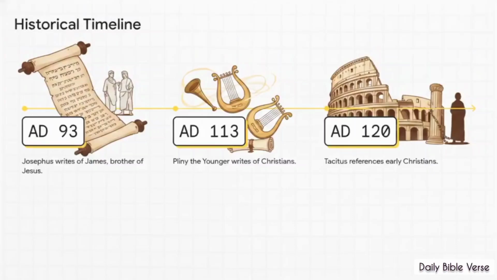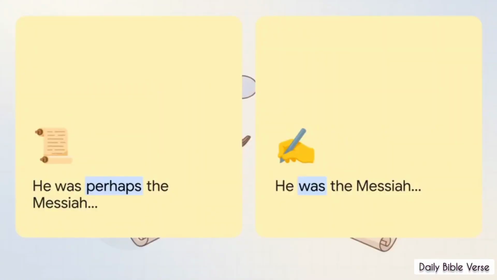In AD 93, the Jewish historian Josephus writes about James, explicitly identifying him as the brother of Jesus. A bit later, in AD 113, Pliny the Younger, a Roman governor, writes to the emperor about Christians singing hymns to Christ as if to a god. And by AD 120, the renowned Roman historian Tacitus references the execution of Christ. The source leans heavily on these three specific 1st and 2nd century historians to validate historicity from a purely secular standpoint. But here's where it gets really transparent.